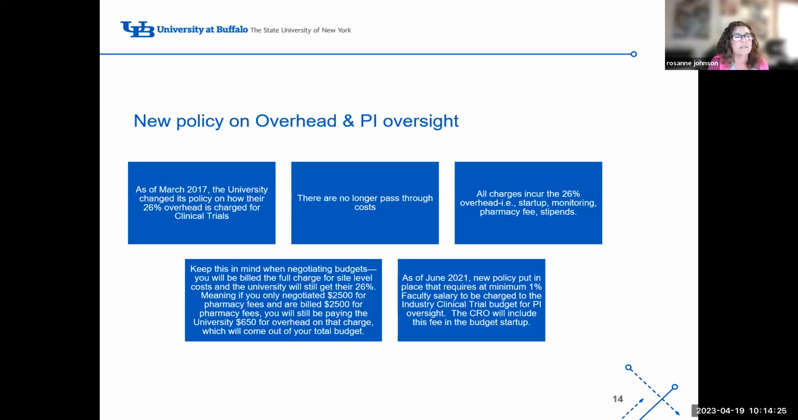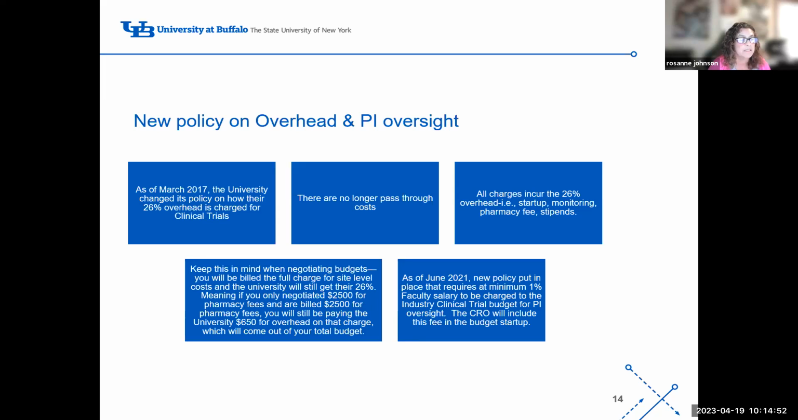There have also been new policies on overhead and PI oversight that were implemented. As of March 2017, the university changed policy on how the 26% overhead is charged for clinical trials. There are no longer pass-through costs. All charges incur the 26% overhead, for example, on startup, monitoring, pharmacy fees, stipends, that overhead gets charged. Keep this in mind when you're negotiating your budget.